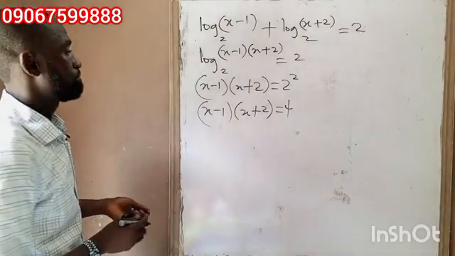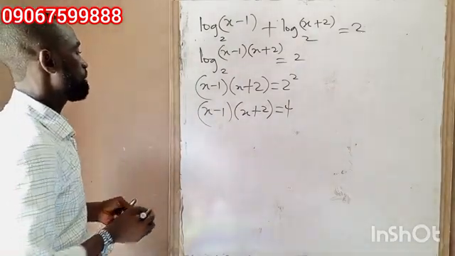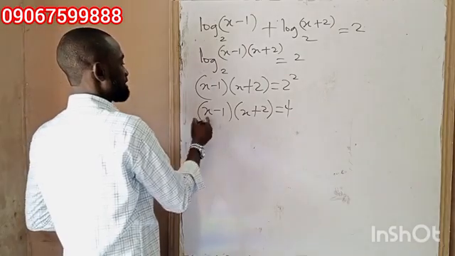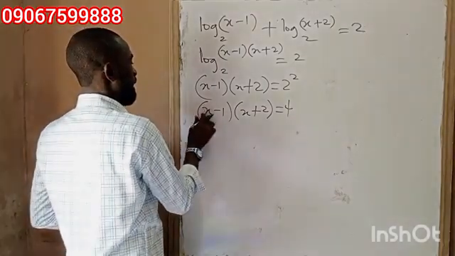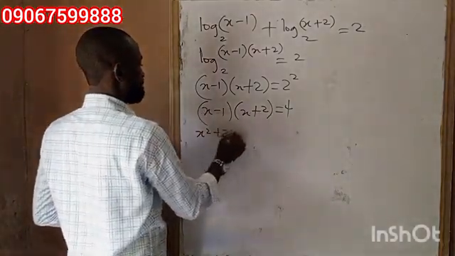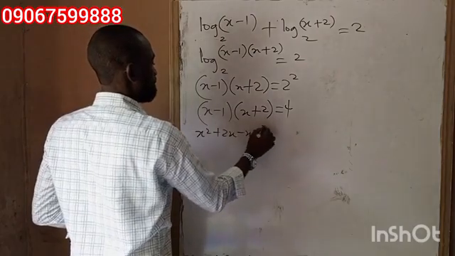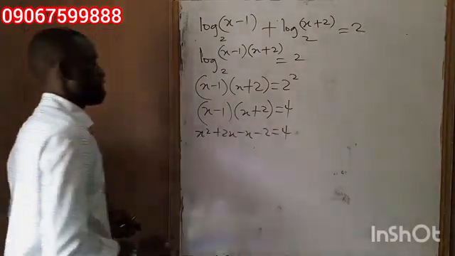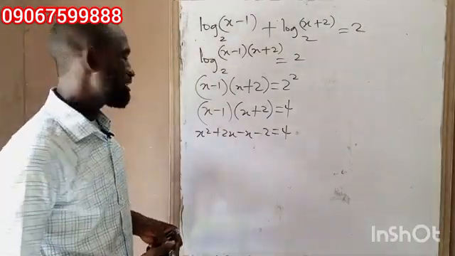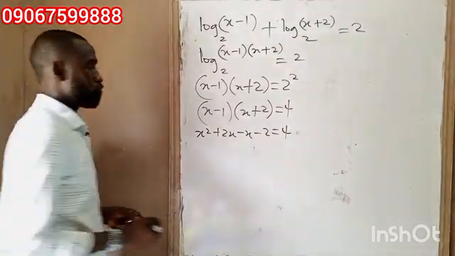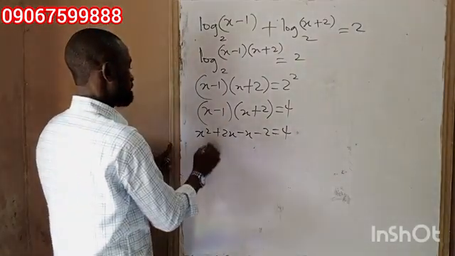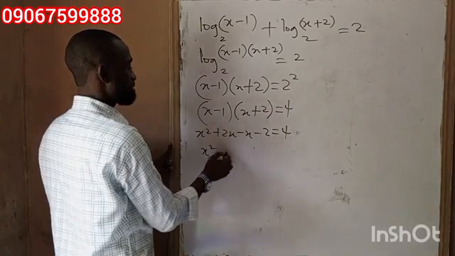Open the bracket. So let's open this bracket. We'll be having x times x, x squared, x times plus 2, plus 2x, minus x, minus 2 equals 4. So this will give us what we call a quadratic equation.